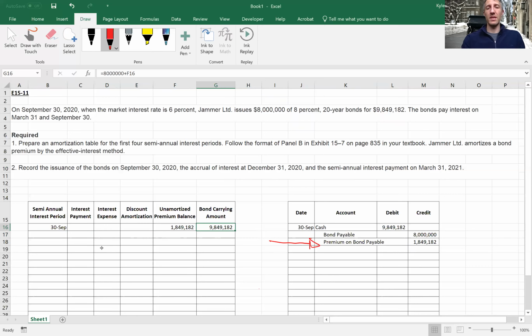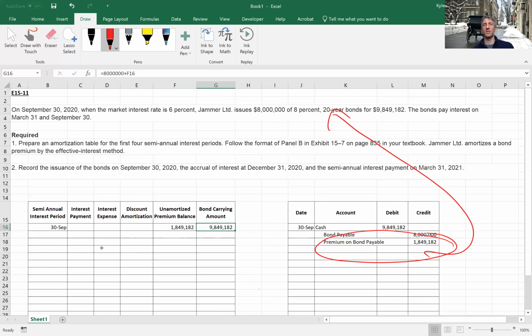So what we're going to see, and hopefully we've done the other tutorials as well, and you've done a little bit of this in class, is that this premium on bond payable account gets amortized over the term of the bond, which here is going to be 20 years. Which means that the premium gets reduced so that at the maturity date, the bond carrying amount is going to be the amount of cash paid to the bondholders, which is going to be the $8 million.